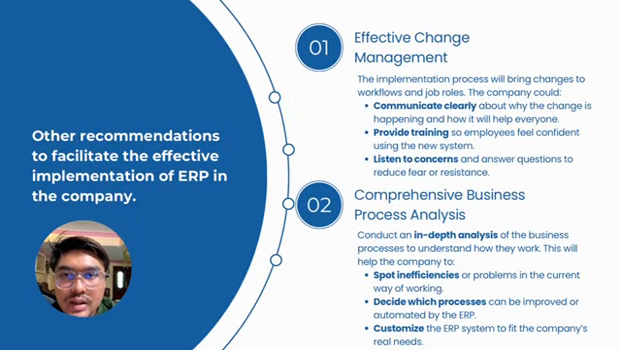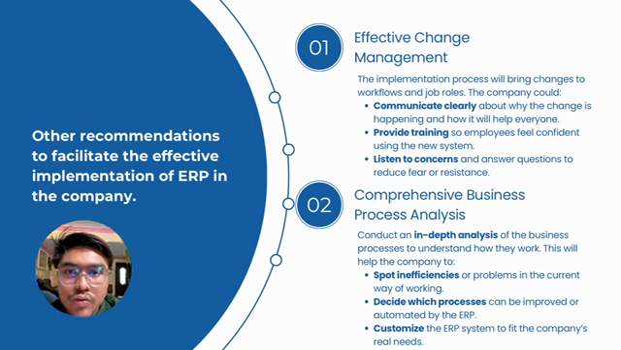Okay, the next one is other recommendations to facilitate the effective implementation of ERP in the company. The first one, effective change management. The implementation process will bring changes to the workflow and job roles. The company could do three things. First, communicate clearly about why the change is happening and how it will help everyone. Second, provide training so employees feel confident using the new system. And third, listen to concerns and answer questions to reduce fear or resistance.